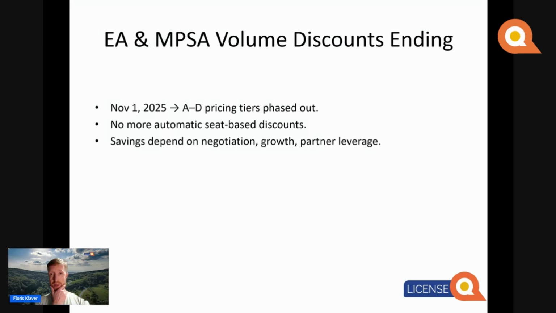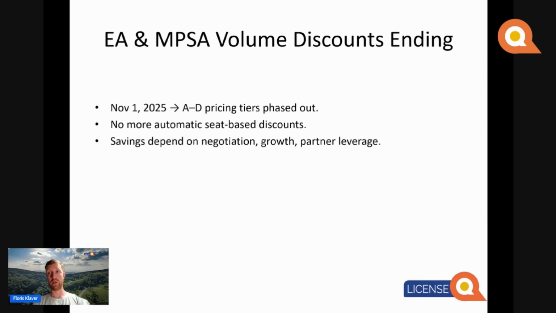So, the volume discount is ending. As of November 1st, 2025, the waterfall pricing for Microsoft's cloud services, online services, will be removed. So if you are a level B, C, or D customer and you have an enterprise agreement, those base prices are no longer available. Everything will default back to level A, which for level B customers means a 6% price hike, for level C customers a 9% price hike, and for level D customers approximately a 12% price hike. As a starting point.